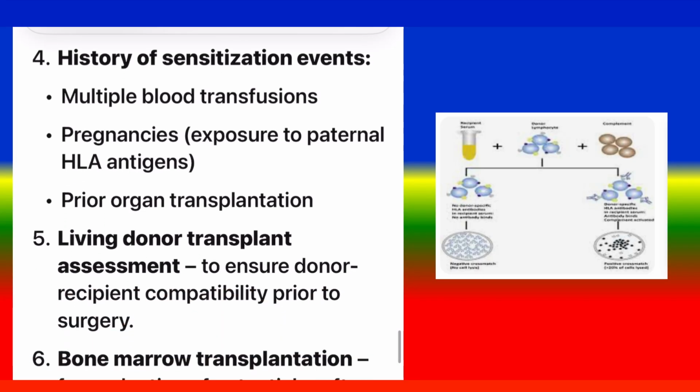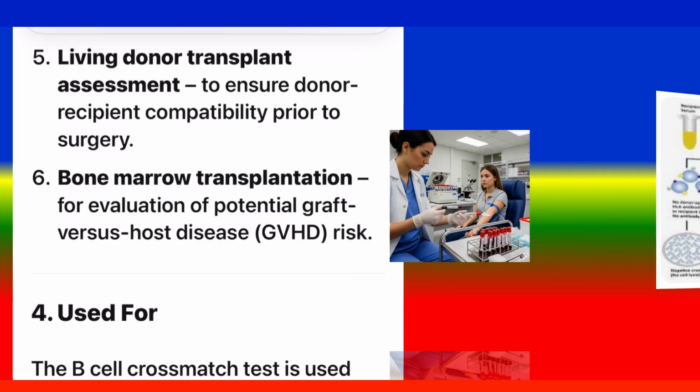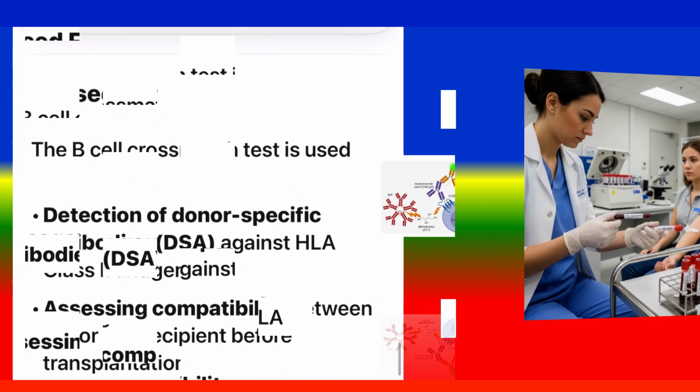4. History of sensitization events: multiple blood transfusions, pregnancies, exposure to paternal HLA antigens, prior organ transplantation. 5. Living donor transplant assessment to ensure donor-recipient compatibility prior to surgery. 6. Bone marrow transplantation, for evaluation of potential graft versus host disease, GVHD, risk.